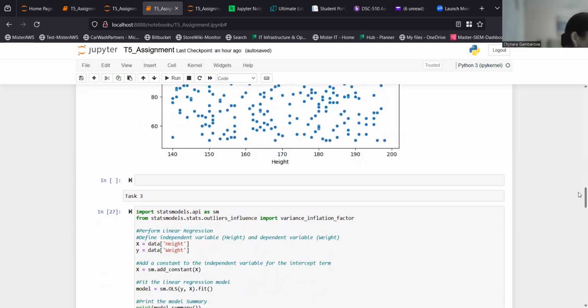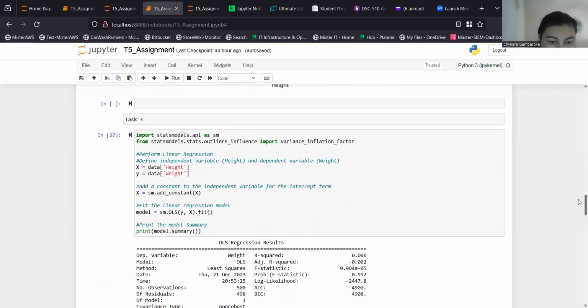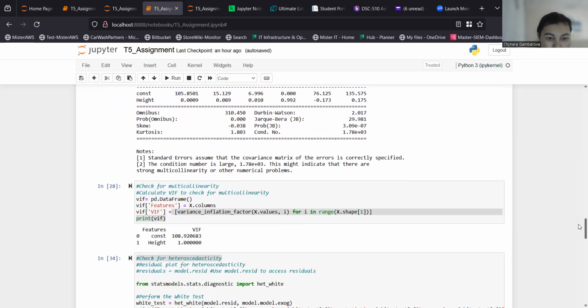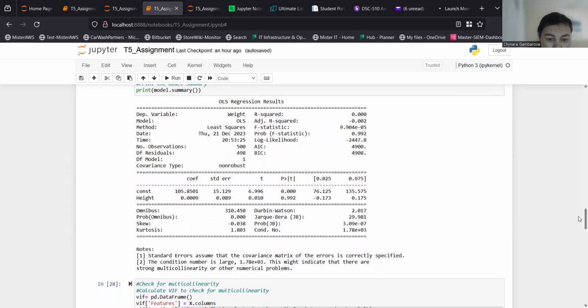Task 3. Build a linear regression model to predict weight based on the height. So first, I'm trying to build a model and see if it fits. As you can see here, we have our summary. And here standard errors assume that the covariance matrix of the errors is correctly specified.